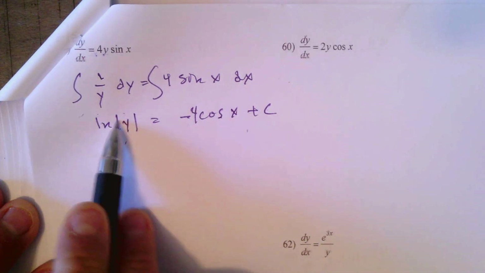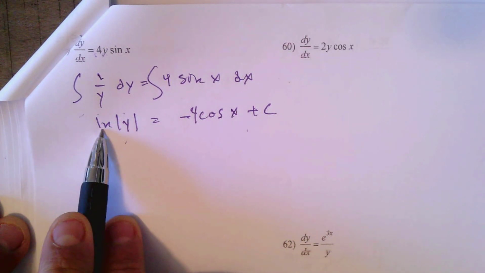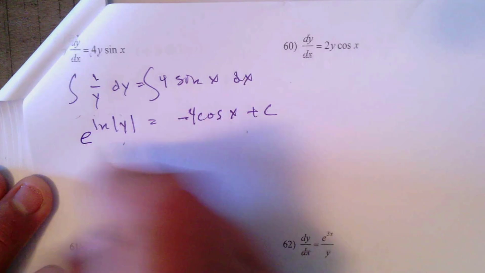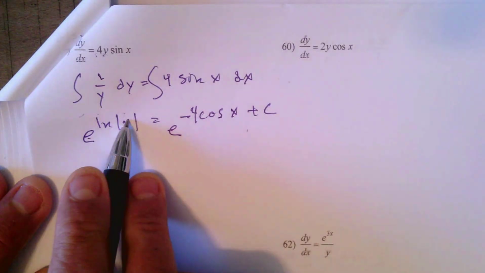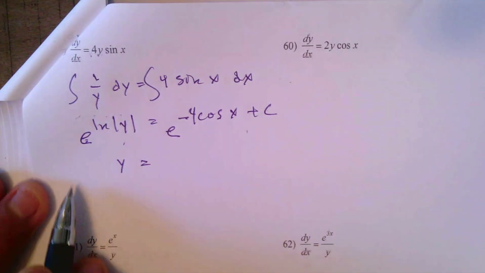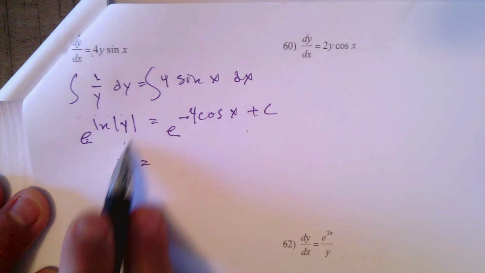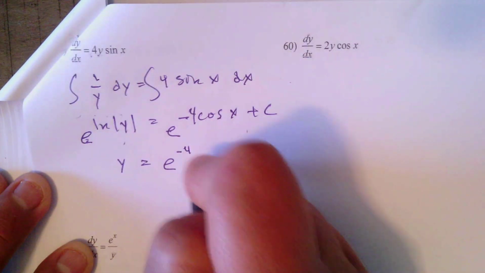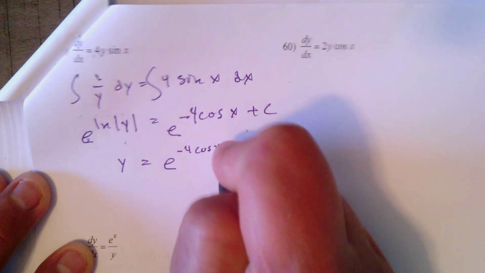And now I want to get y by itself. Here, though, the y is inside a logarithm, a natural log. And how are we going to undo that? Well, we're going to exponentiate both sides. So e to this power is just going to give us y back because the e and the natural log are inverses of each other. So it's going to return back the y. And here we're going to have e to the negative 4 cosine of x plus c.